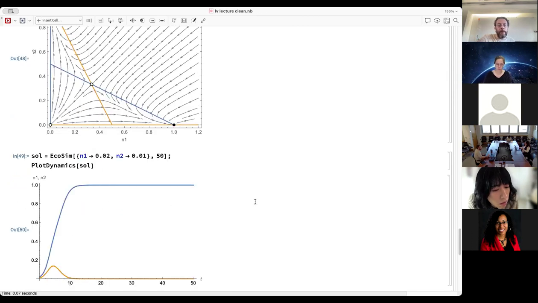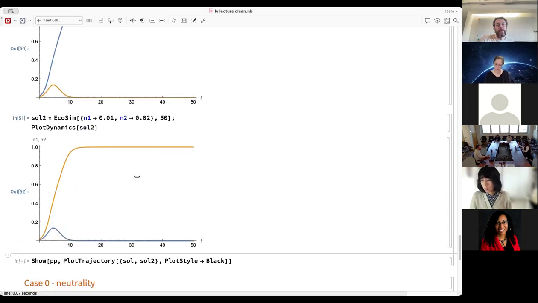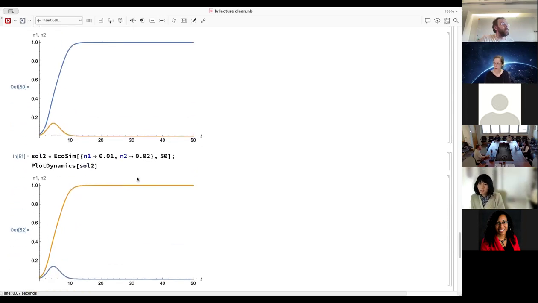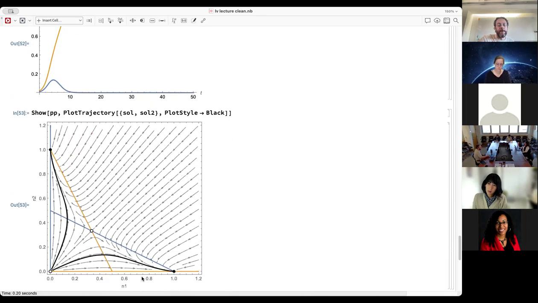So now we're gonna run 2 simulations and just start them with different initial conditions. So first one, species 1 gets a little head start, second one, species 2 gets a little head start. And you can see, yep, we ended up with different outcomes. And if we were to superimpose those 2 trajectories on here, yeah, we split off and ended up at one or the other stable equilibrium point.